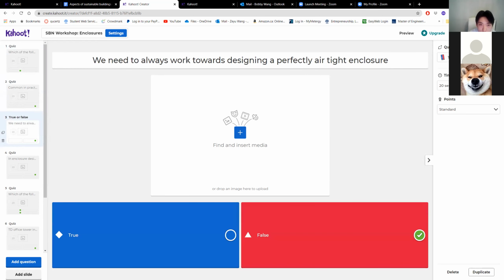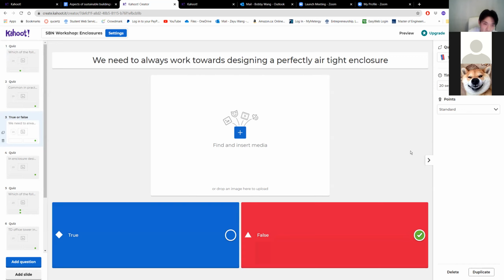This one, we need to always work towards designing a perfectly airtight enclosure. A lot of people say it's true. Actually, it's false, because whenever you see "always," it's not going to be true. A perfectly airtight enclosure may be very good in terms of air leakages, but in terms of indoor air quality, it doesn't have any air leakages that provide us with air exchanges that help us improve the indoor air quality.